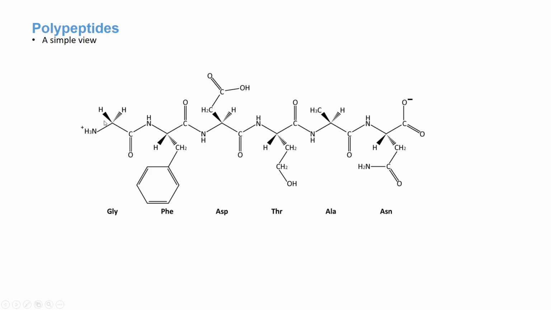So it has two hydrogens, and it's achiral. It has a symmetry because it has two hydrogens. So that is the first peptide bond.